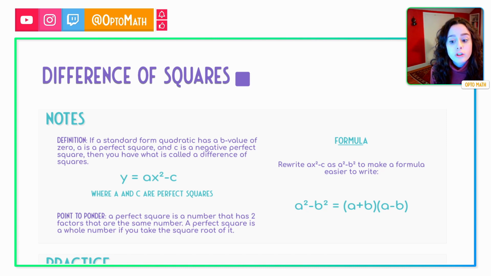A point to ponder: a perfect square is a number that has two factors that are the same number. A perfect square is a whole number if you take the square root of it. So that's how you can check to see if a number is a perfect square.